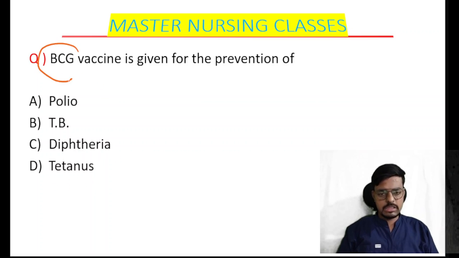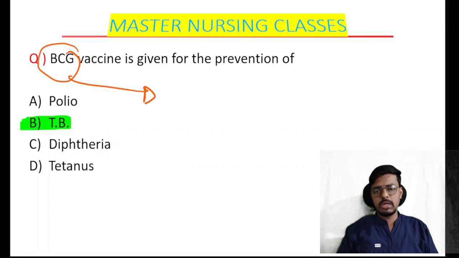Students, BCG is the vaccine that is given to prevent tuberculosis. Those who are giving option B as the answer, your answer is correct. Then my question is, what is the full form of BCG? That is Bacillus Calmette-Guerin. Bacillus Calmette-Guerin is the full form of the BCG vaccine.